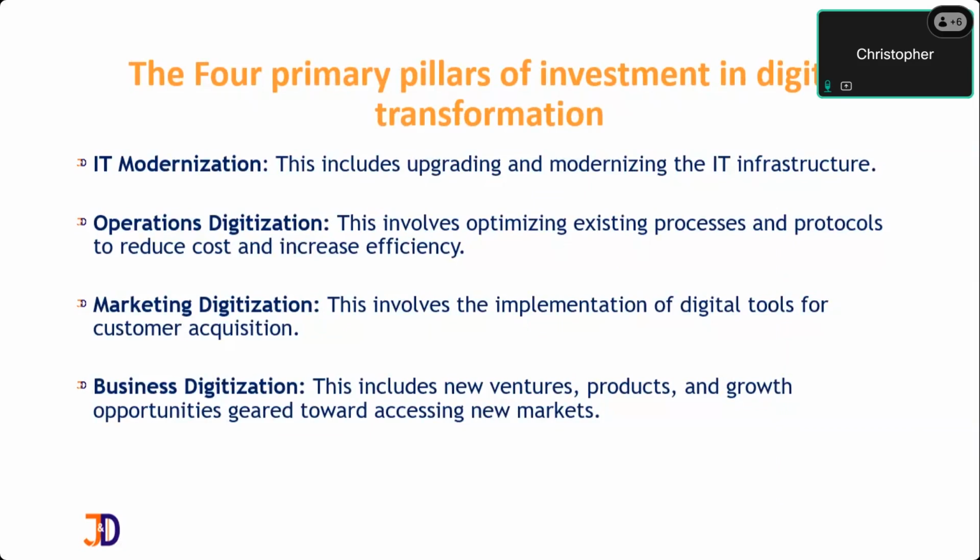We have the marketing digitization. This is the implementation of digital tools for customer acquisition and retention. We also have business digitization. This basically means getting new markets, getting new products into the market, looking at growth opportunities, and also exploring amalgamations of new ventures or joint ventures within the business. So with these four pillars, you can anchor your business transformation on them, then check on how you can maximize digital transformation to bring in business digitization, and the digitization of marketing, operations, and IT within your business.